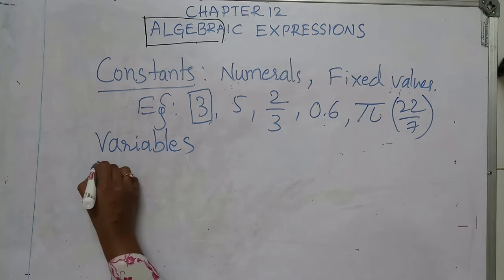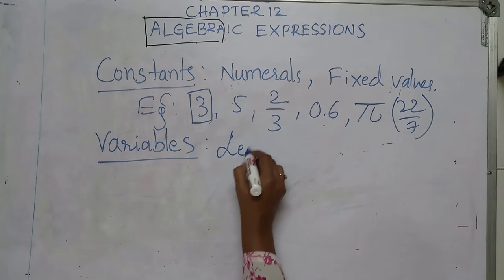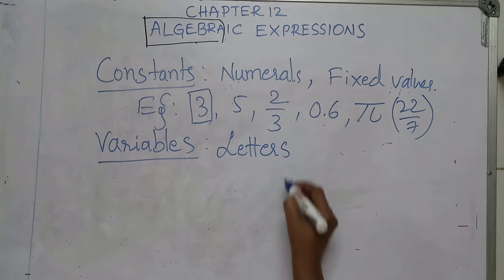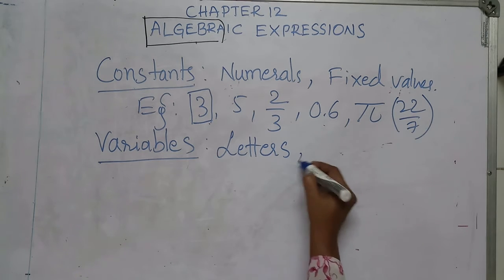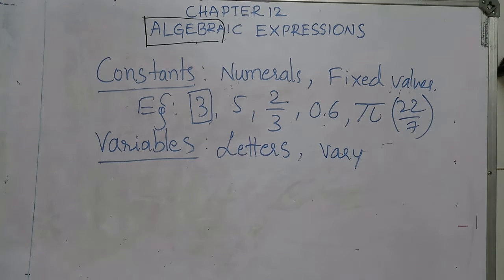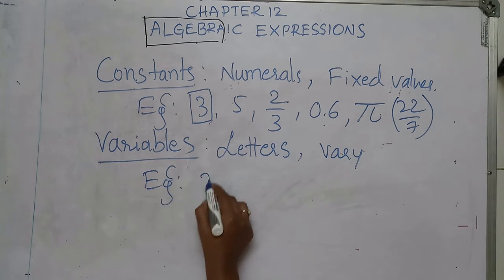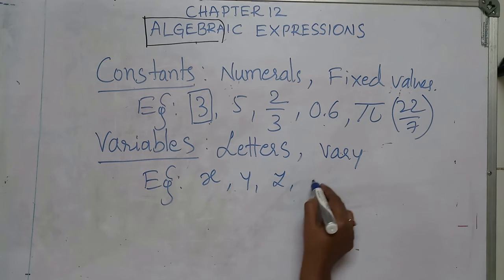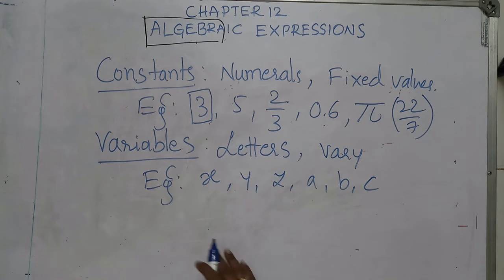Next, you learnt about variables. Variables are nothing but letters. Any letters you can take from A to Z. It is not necessary that we always take X. Letters change their values according to the situations. They vary, that means they change based on the situations. I can take anything like X, Y or Z, or A, B, C, P, Q, anything I can make use of. These are variables. How will they change the values?